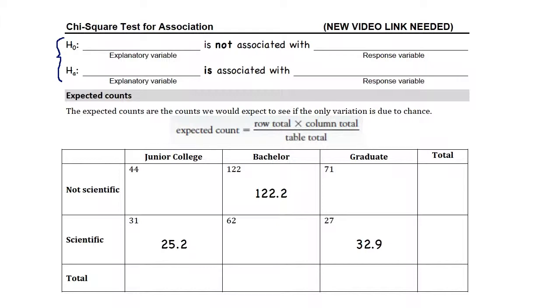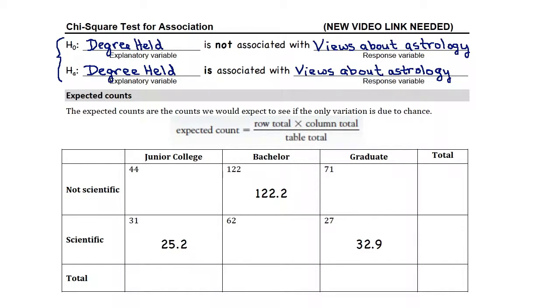are associated. So in this case, my explanatory variable is degree held, and my response variable is views about astrology. Note that even though, because these are categorical variables, the test is in some sense comparing proportions, there's not a clean way to write the hypotheses in terms of proportions because it gets rather complicated what comparison we're really making. So we instead make the hypotheses just in terms of our variable names every time.